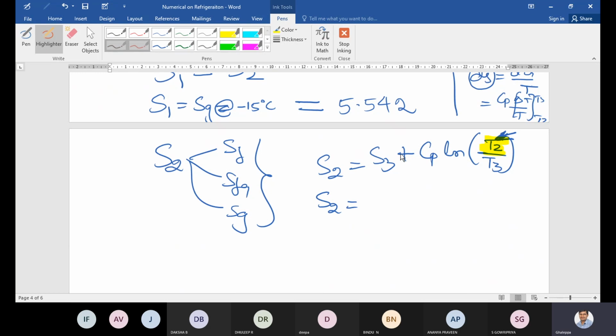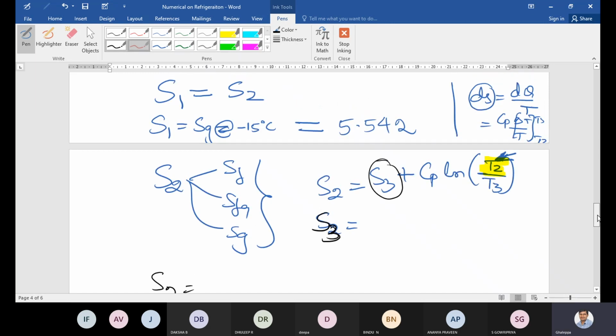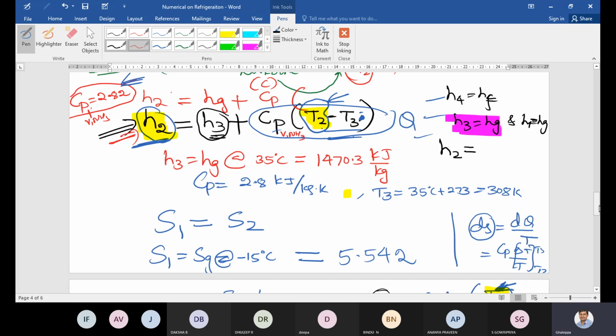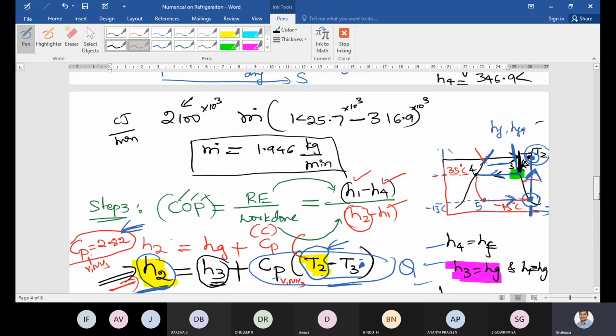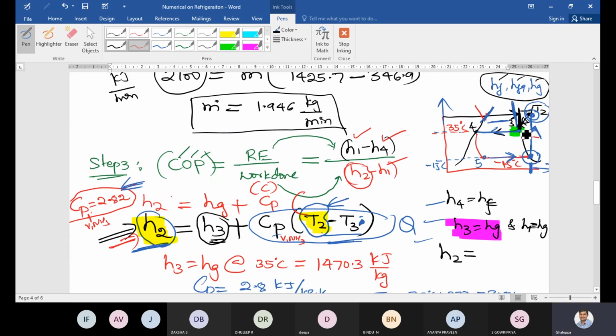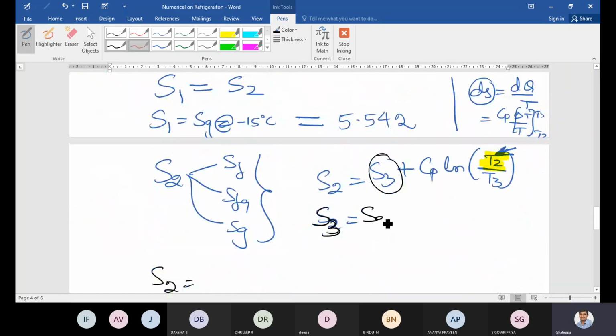So dear students, what is the value of S3? You tell me. S3, look at the sketch. Do not worry, it will take too much time, but once you understand, all numericals will become easy. Here is a simple sketch. Now my question is, is S3 SF, SFG, or SG? Point number 3. Yes, SG. Very good. Point number 3 is SG, at 35 degrees Celsius. So S3 is equal to SG at 35 degrees Celsius. How much is the value? 4.926 kilojoule per kg Kelvin.